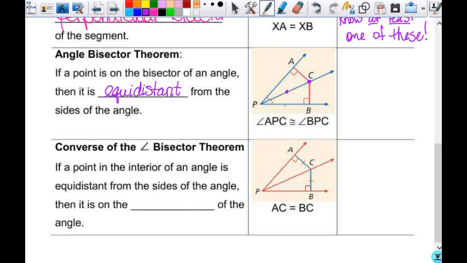So what this tells me here then is that the length of AC is equal to the length of CB. Okay? Because it talks about it being equidistant, right? And then if those two lengths are equal, then what do you know about the segments? They're congruent, okay? So line segment AC is also congruent to line segment CB.